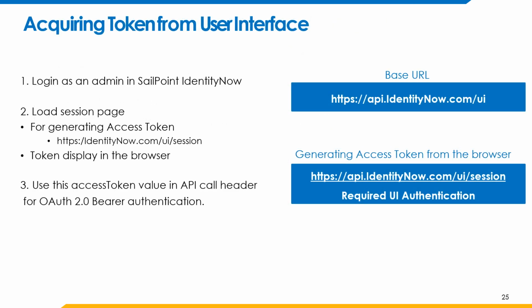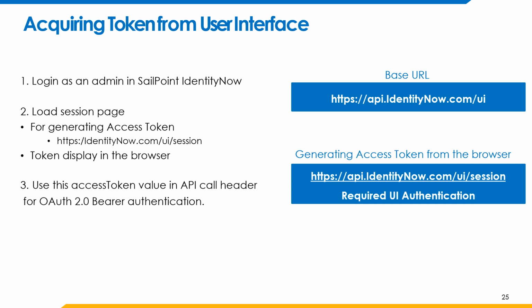In this slide, we are discussing acquiring a token from the user interface. To generate an access token using the user interface, you must have a proper URL for an API request. For that, you must know your tenant name. The org name is displayed within the org detail section of the dashboard. If you do not have any admin access, you can still find your tenant name and the API base URL you will use for API calls.